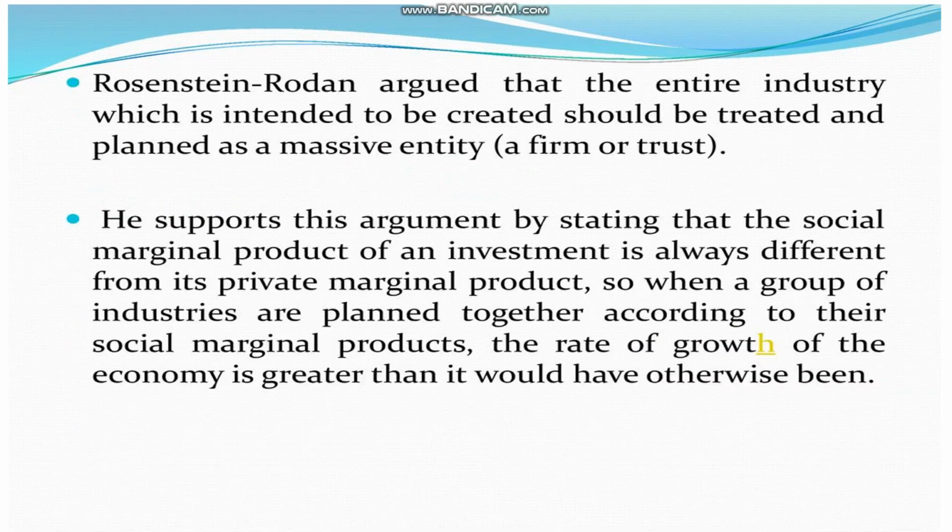There are some assumptions of this theory. External economies of scale exist because there is large investment. When there is large investment, there are economies of scale, as we have operational efficiencies, which reduce cost. The second is an oligopolistic structure, where there are a few sellers. It's not a monopoly or monopolistic, but it has an oligopolistic structure. So Rosenstein-Rodan argued that the entire industry which is intended to be created should be treated and planned as a massive entity.